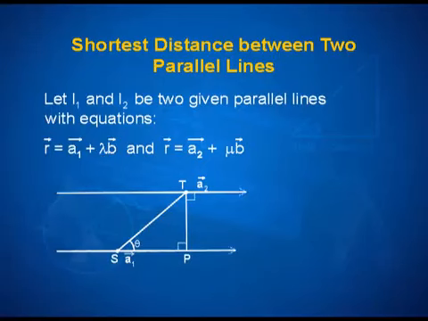If I take two lines which are parallel to each other, then their equations will look like vector r is equal to vector a1 plus lambda times vector b, and r is equal to vector a2 plus mu times vector b. Note that you have the same vector b in both the equations, and therefore, these two lines are parallel to the same vector b. S and T are the points with position vectors a1 and a2.